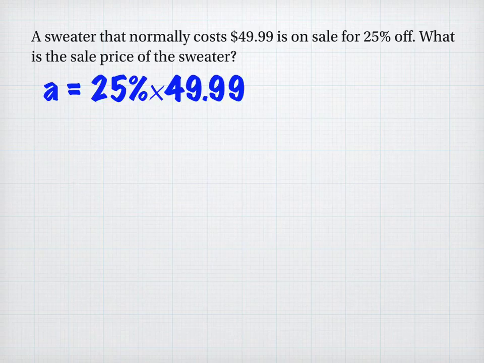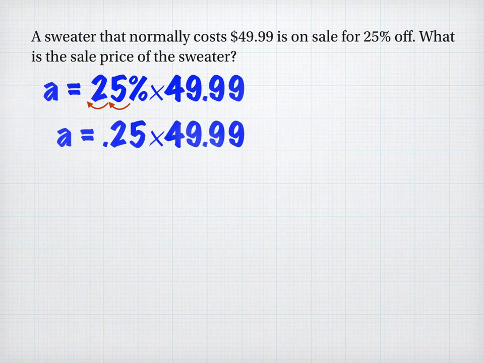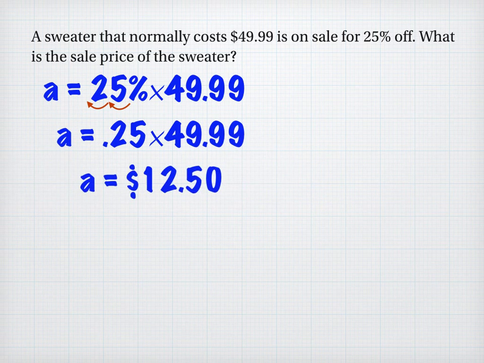Now, you don't want to multiply by 25 because that value is not actually 25. Remember, percent means out of 100, so we want to take that decimal and move it to the left 2 times, and the actual problem we want to multiply is 0.25 times 49.99. When you multiply that out, you get $12.50.